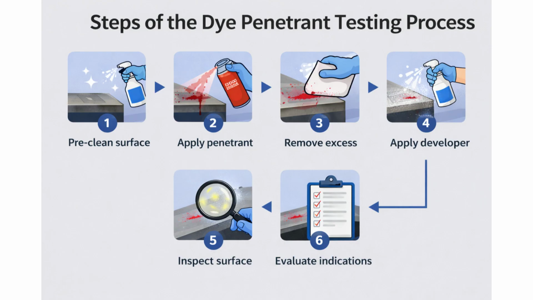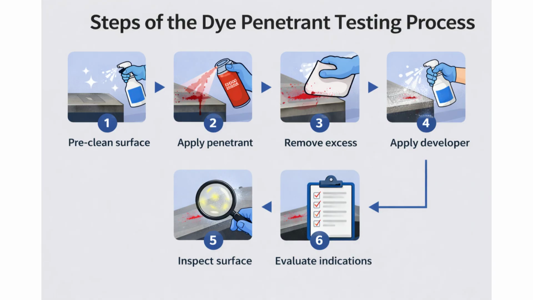How is dye penetrant testing actually performed? The process involves 6 critical steps, and each one must be executed properly for the test to be accurate. Miss one step or do it incorrectly, and you could either miss a critical defect or get false indications. The 6 steps are: surface cleaning and preparation, penetrant application, dwell time, excess penetrant removal, developer application, inspection and evaluation.